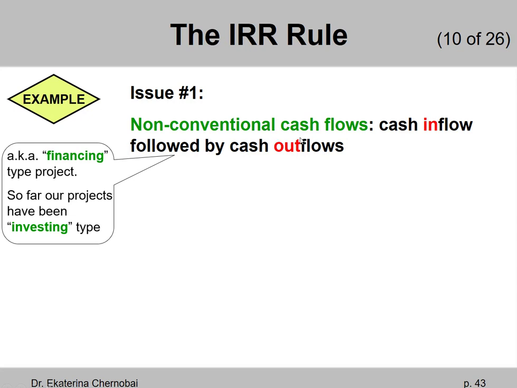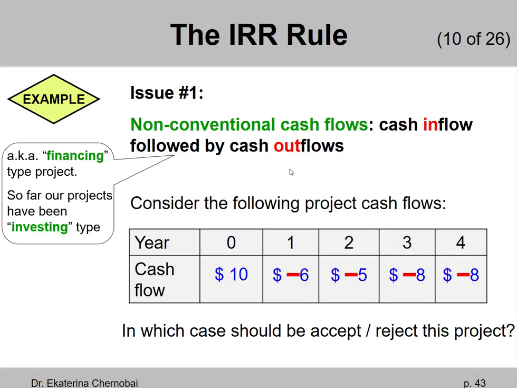These type of non-conventional projects are also known as financing type projects as opposed to investing type. And the word financing corresponds to financing something, like taking a loan, borrowing money. Because when you take a loan, the loan amount that you receive is a cash inflow today. And in the future years, you will be slowly paying your loan amount off. So you have cash outflows in the future. So it's exactly the opposite of what you see in an investing type project.